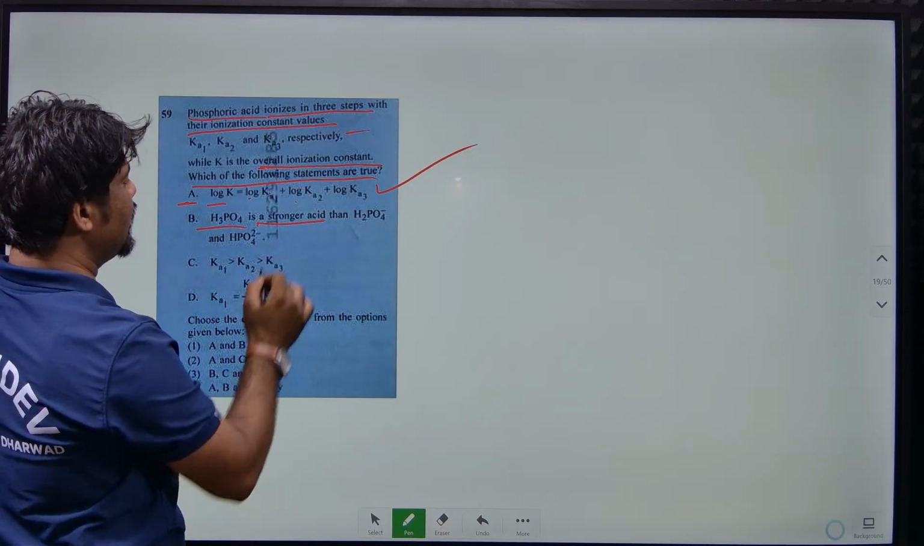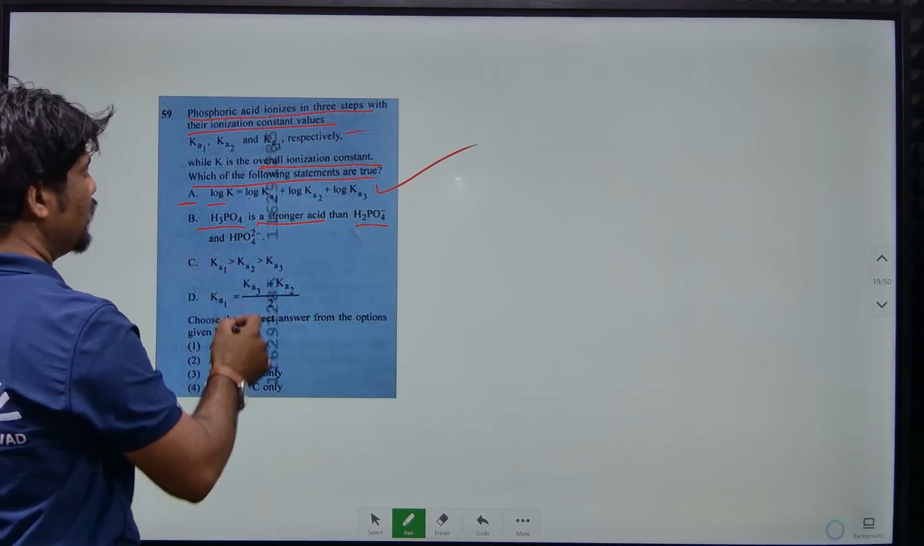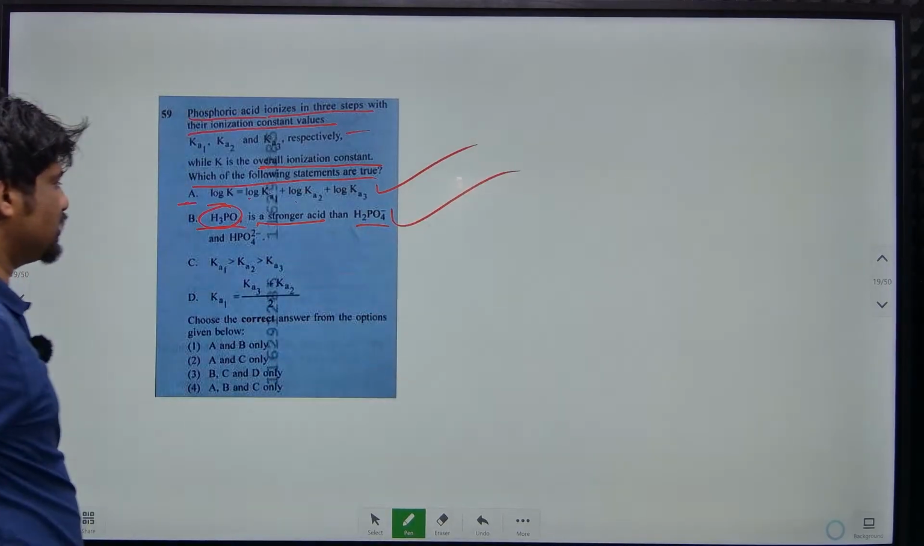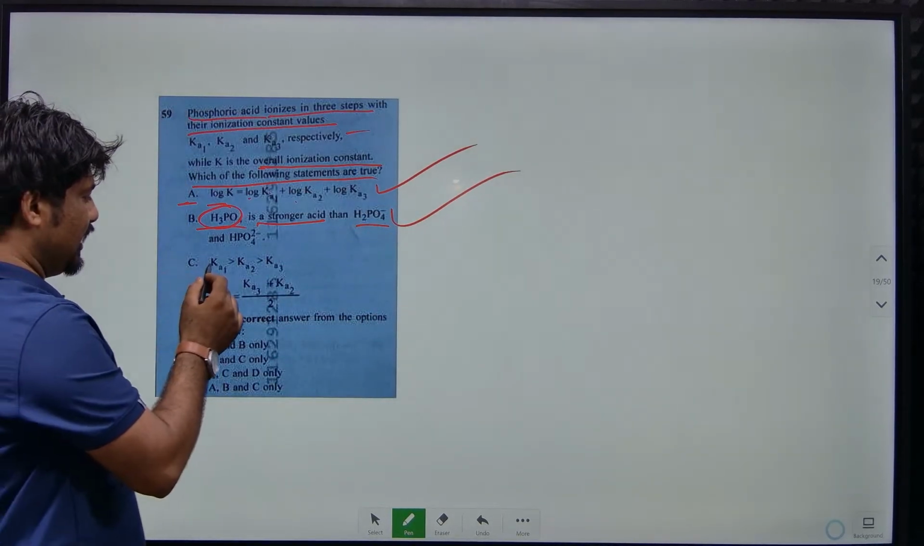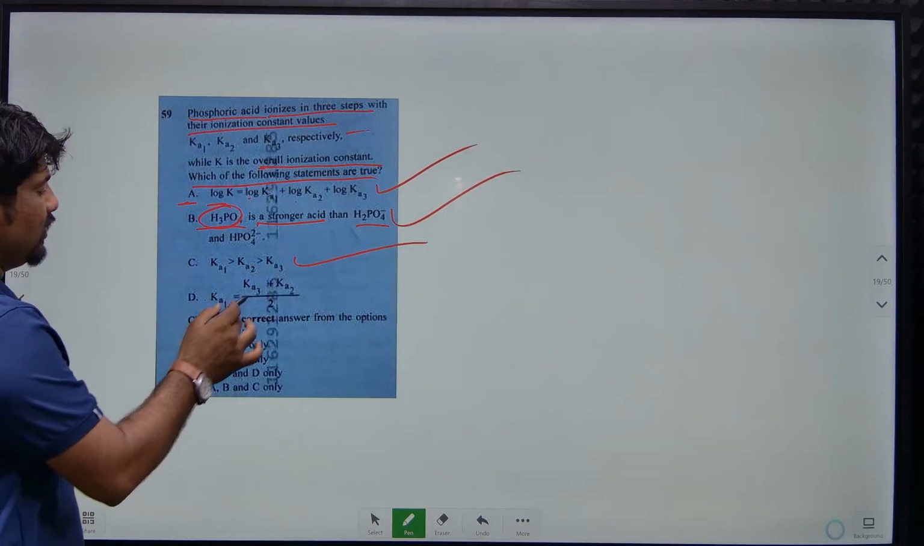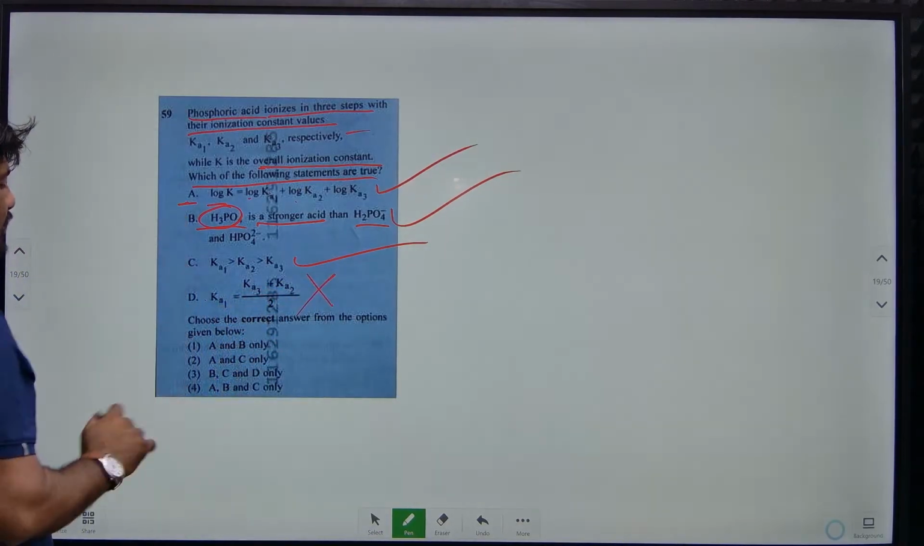H3PO4 is a strong acid, then H2PO4⁻ and HPO4²⁻, yes, of course, because of the 3 hydrogen ions, it is a strong acid. Yes, of course, statement B is also correct. See, Ka1 is greater than Ka2 greater than Ka3. Yes, of course, it is also correct. Ka1 equal to (Ka3 + Ka2)/2 is actually wrong. So A, B, C only is correct.